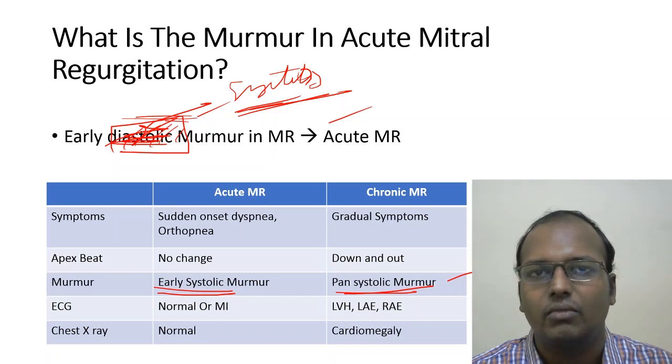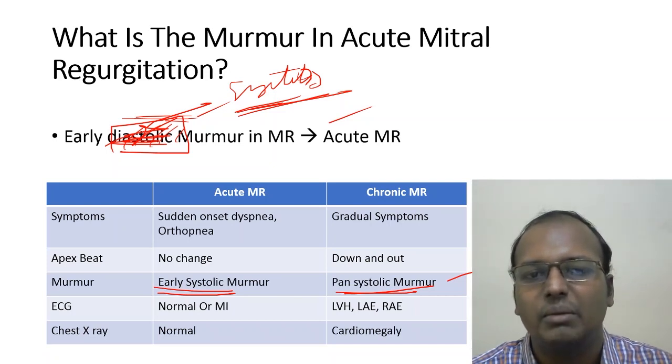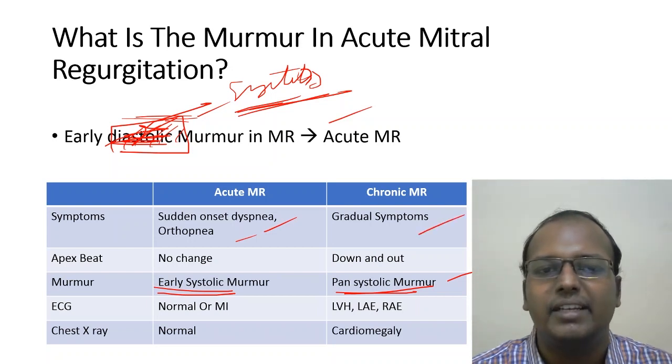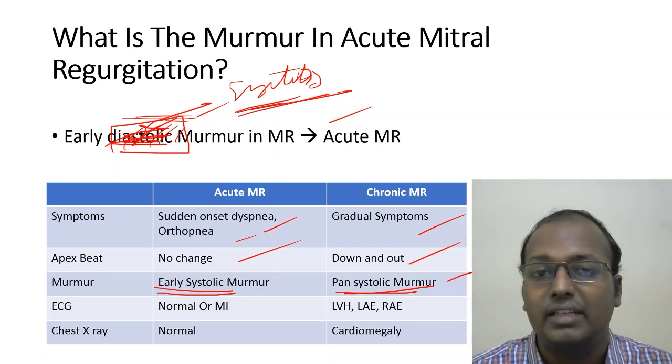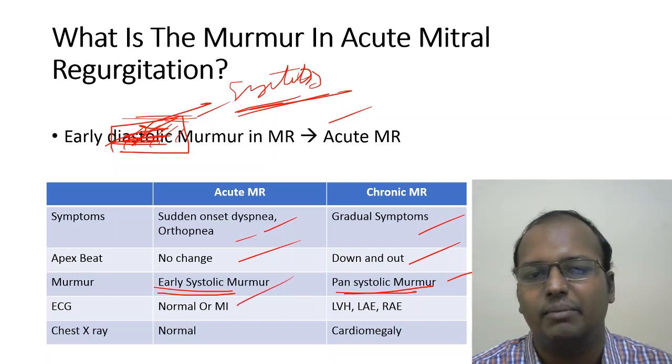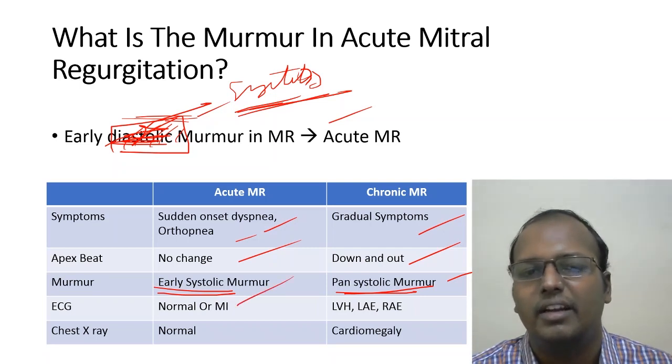Understood? Okay. So what are the symptoms of acute MR? It is sudden onset dyspnea and orthopnea, whereas in chronic MR there are gradual symptoms. Apex beat shows no change in acute MR, whereas it is down and out in chronic MR. Early systolic murmur in acute MR and pan-systolic murmur in chronic MR. ECG shows sometimes normal, because of the rupture. If any trauma is there, normal.